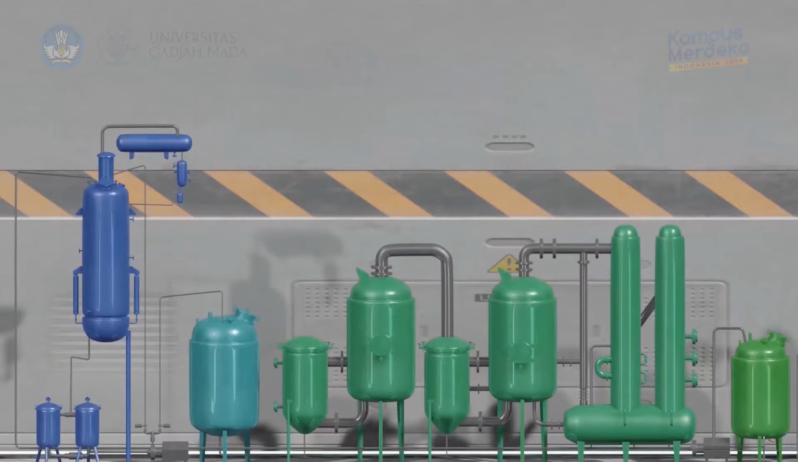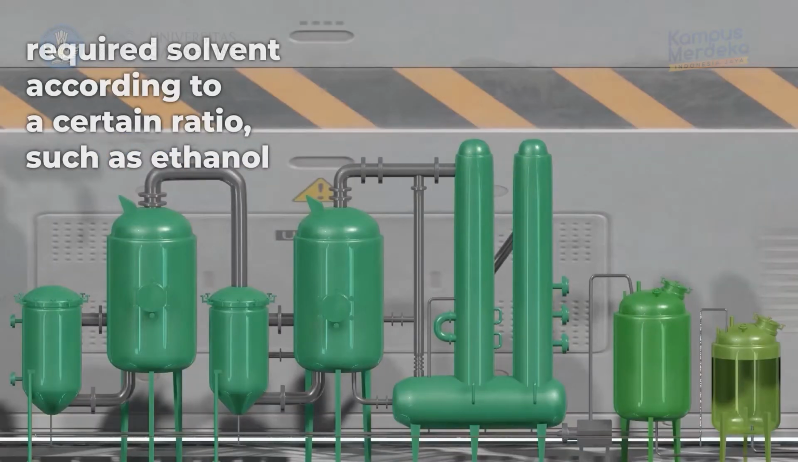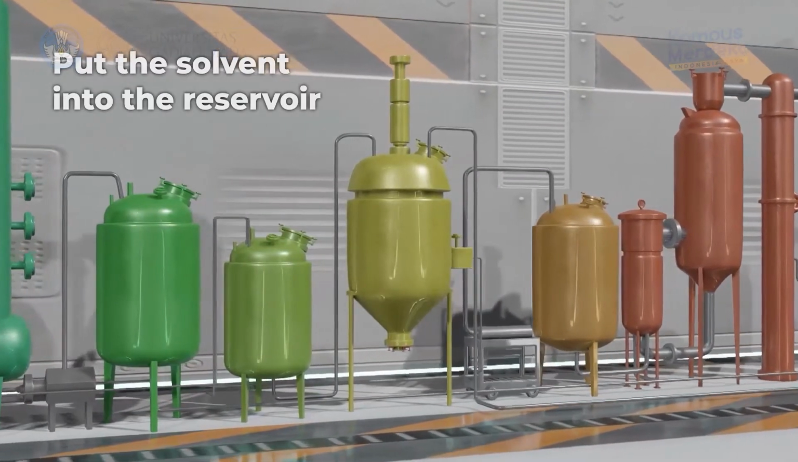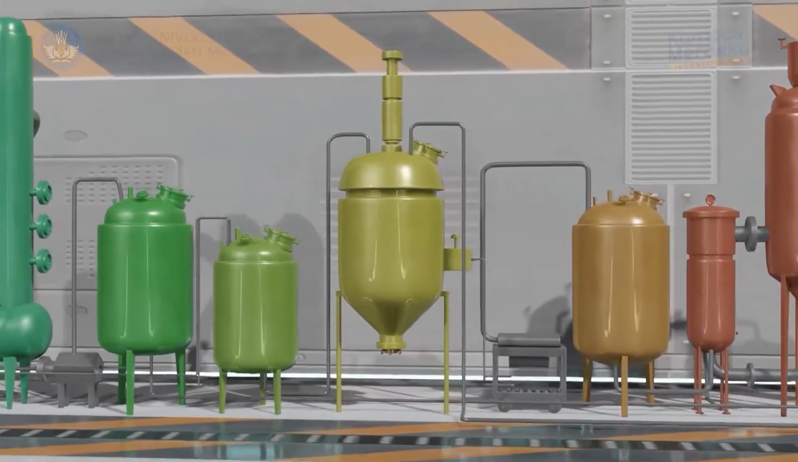Next, the concentrate is channeled to arrange the required solvent according to a certain ratio, such as ethanol. Put the solvent into the reservoir through the flow meter.